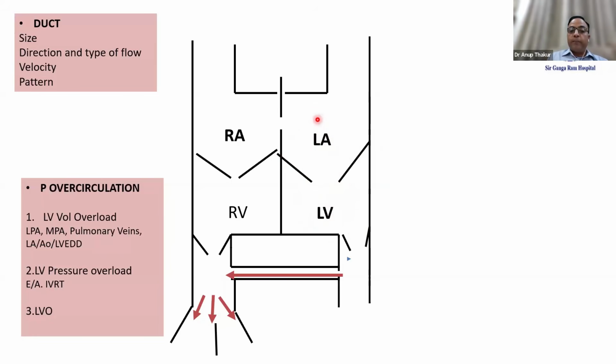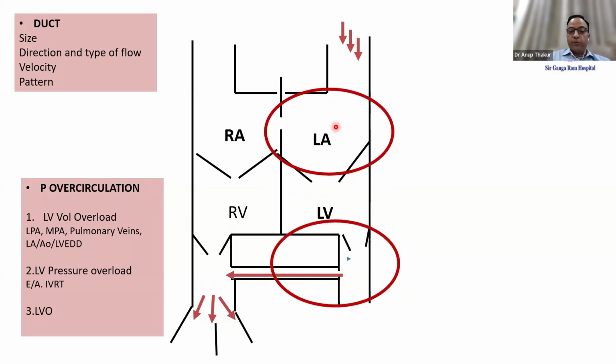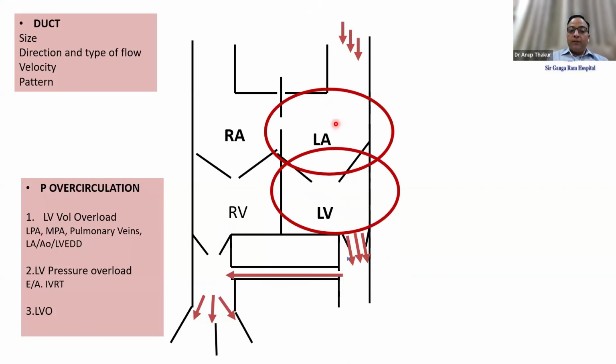Similarly, there are blood flows we can measure across the mitral valve, called the E ratio. We'll discuss that. And now the blood flows across the LV. So what happens is a lot of blood coming here, a lot of blood coming into the LA, then into the LV. So the LV output increases. So it's more like a high output kind of cardiac failure, okay, because of left heart overload.